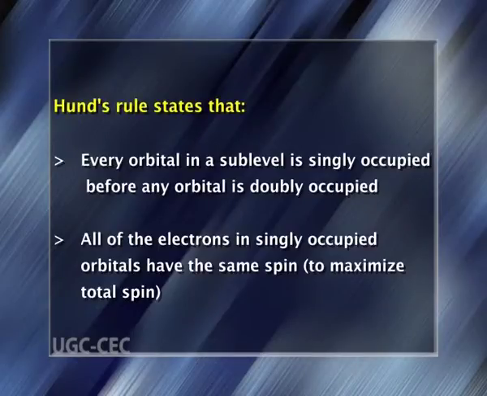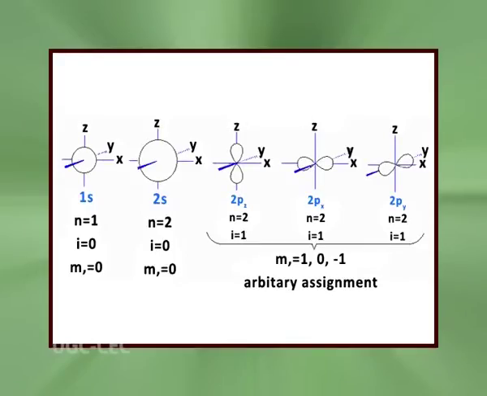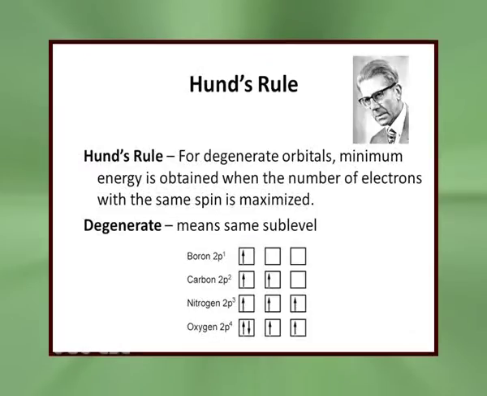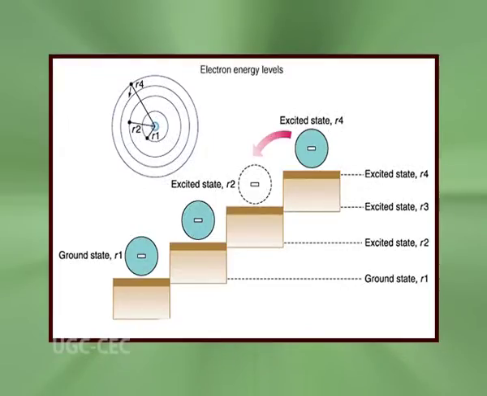Hund's rule states that every orbital in a sublevel is singly occupied before any orbital is doubly occupied. All of the electrons in singly occupied orbitals have the same spin to maximize total spin. When assigning electrons to orbitals, an electron first seeks to fill all the orbitals with similar energy, also referred to as degenerate orbitals, before pairing with another electron in a half-filled orbital. Atoms at ground states tend to have as many unpaired electrons as possible.